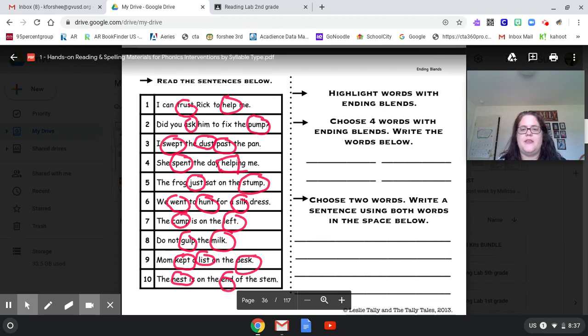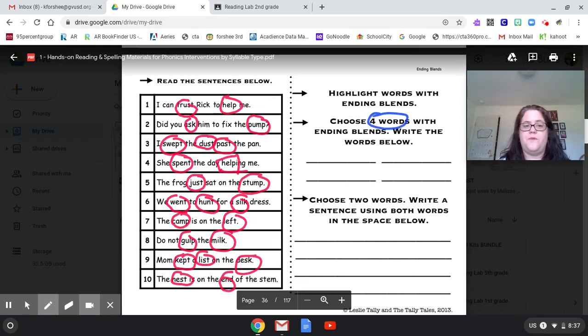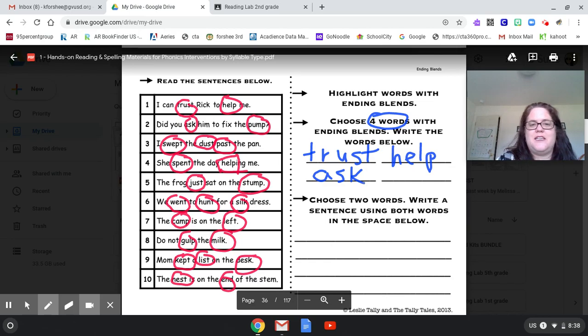Choose two words with ending blends. I'm sorry, four words. Oh, read the directions more carefully, huh? Four words with ending blends and write the words below. Okay, I'm just going to pick the first four. It doesn't really matter. You could pick any of them, okay? So I'm going to go trust, help, ask, pump.